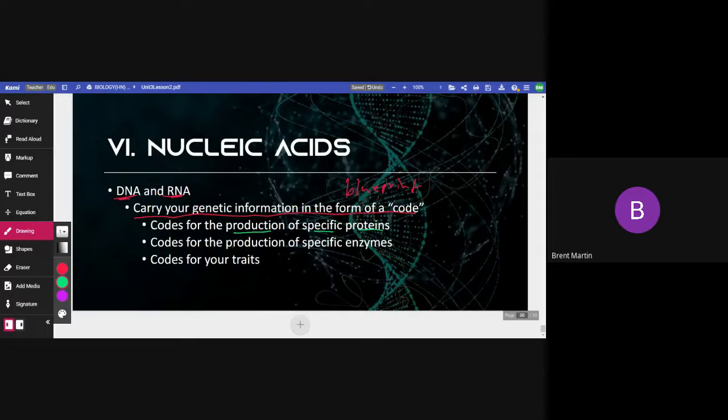Now, does everybody have the same hair texture? No. So there's even a piece of your DNA that tells your hair to be a different type of texture, which is wild, right? It codes for the production of specific enzymes. Some people have lactase. Some people don't, right? Some people are able to break down certain things.